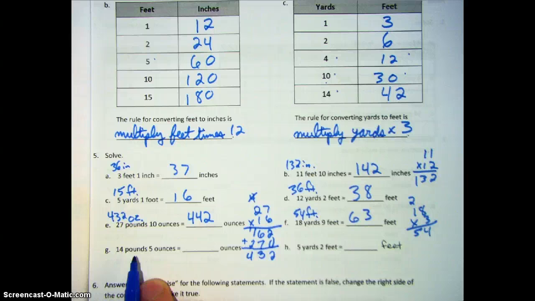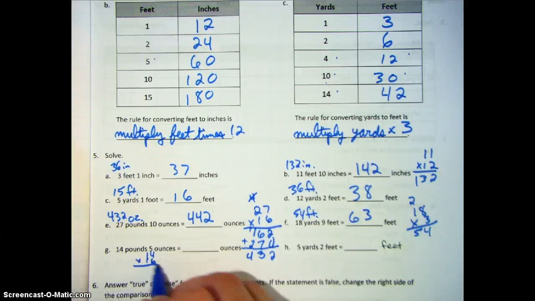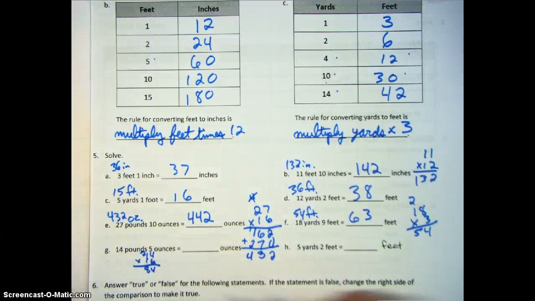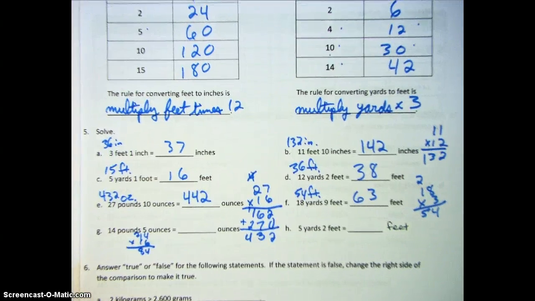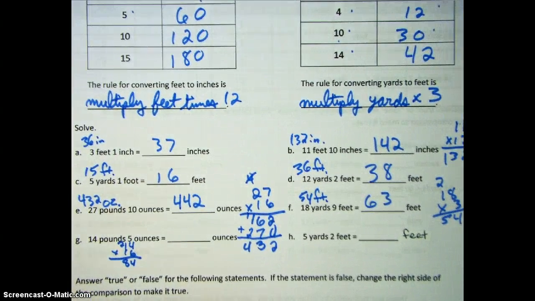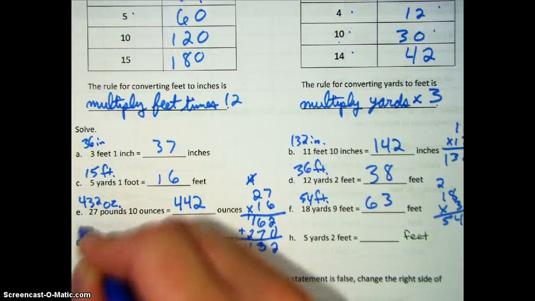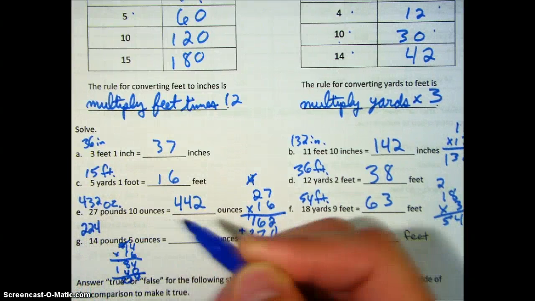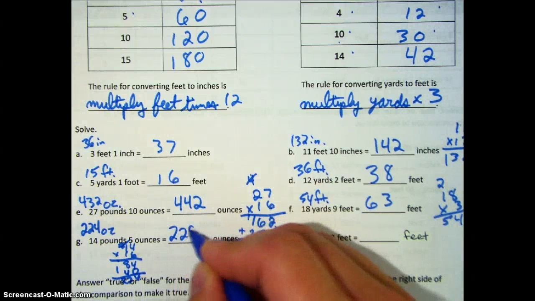Okay, next one we have 14 pounds converted into ounces. So we're doing 14 times 16. Okay, so 14 times 6 is 84. We'll zoom this in a little bit. So 14 pounds now gets us 224 ounces. So we have 84 plus 140 gets us 224, plus 5 more, 229 ounces.